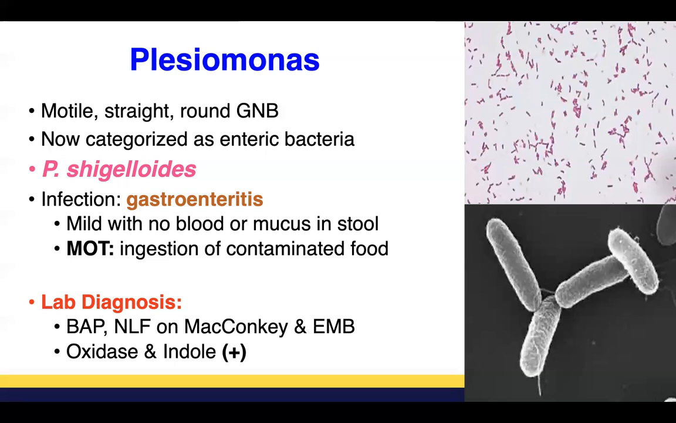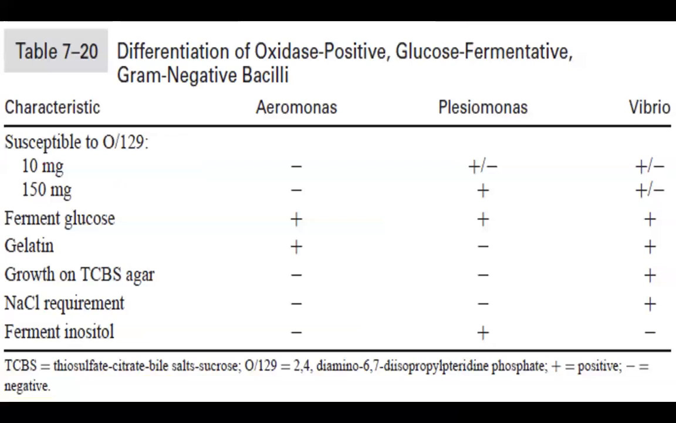So lab diagnosis, we can grow them on blood agar plate. We can also grow them on MAC and EMB. Of course, they're non-lactose fermenters on MAC and EMB. Okay, they are oxidase and indole positive, to differentiate them from other species of enteric organisms. Ayan. So this table shows you the differences between the three, previous members of Vibrionaceae. So again, as mentioned, this is currently a member already of the enteric group.